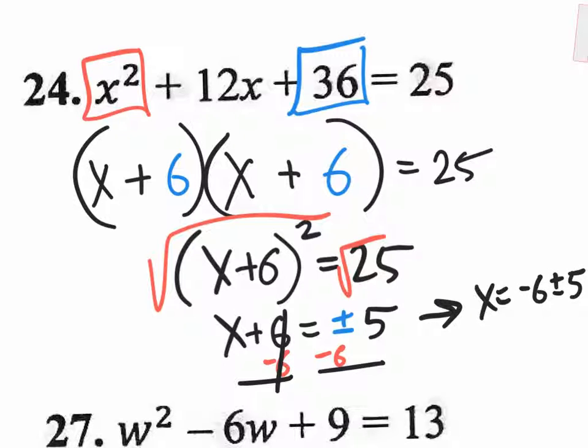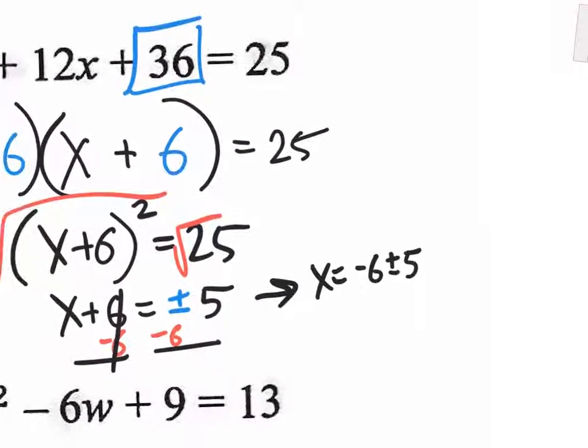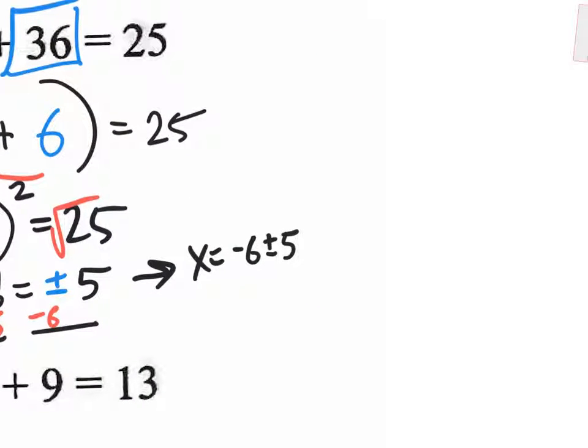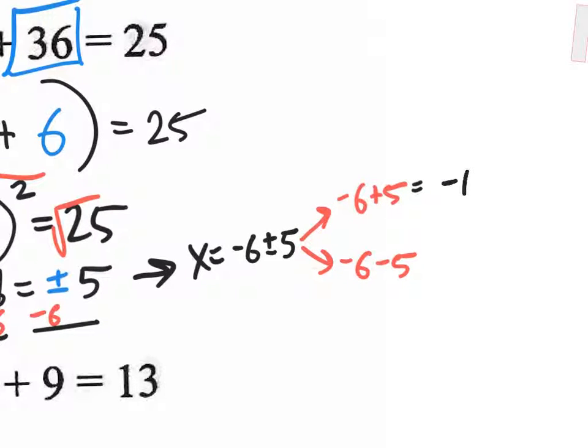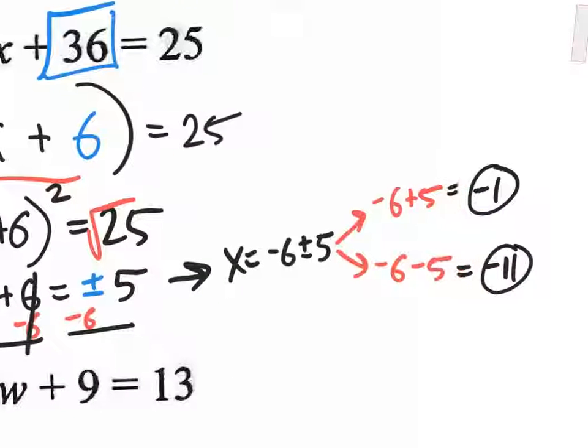Now, that's not my final answer because I could still do both situations. I could do negative 6 plus 5, but I could also do negative 6 minus 5. So negative 6 plus 5, the answer is negative 1, and negative 6 minus 5, the answer is negative 11. So we get two answers for that one problem.